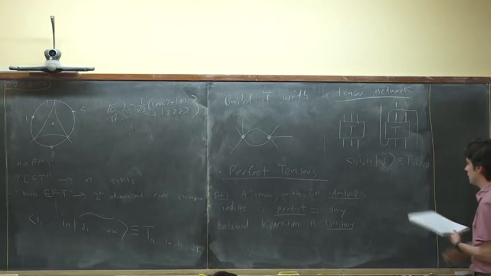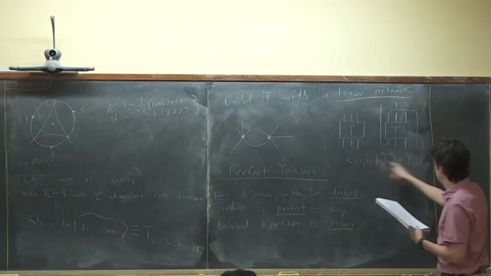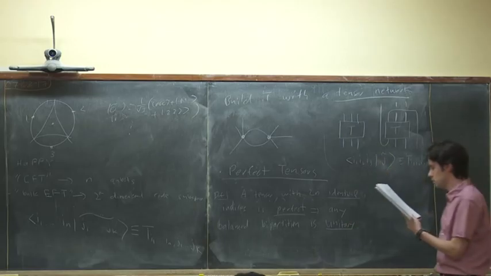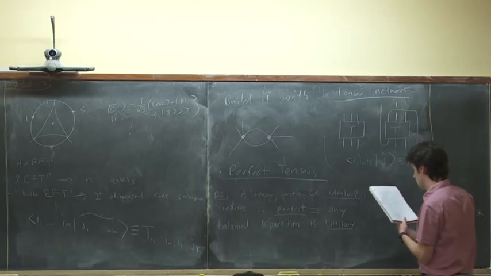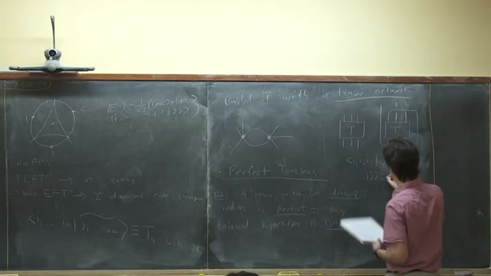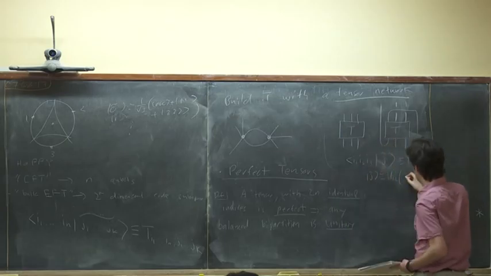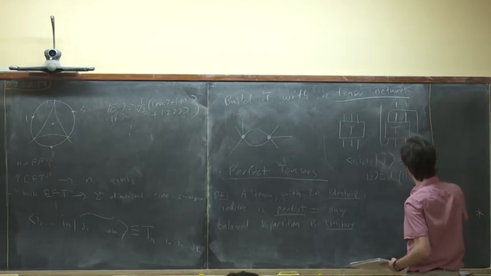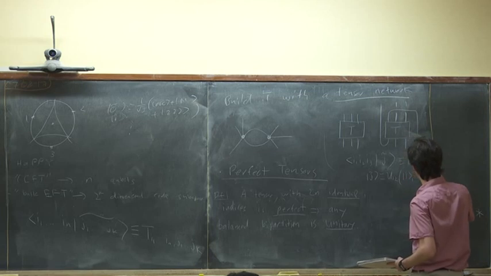Okay. So let's just confirm. Since this is simple enough, let's just confirm that it's actually a perfect tensor. So remember, J tilde is U12 times I1 times chi23.